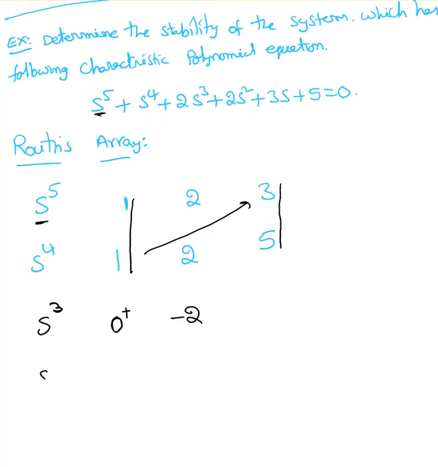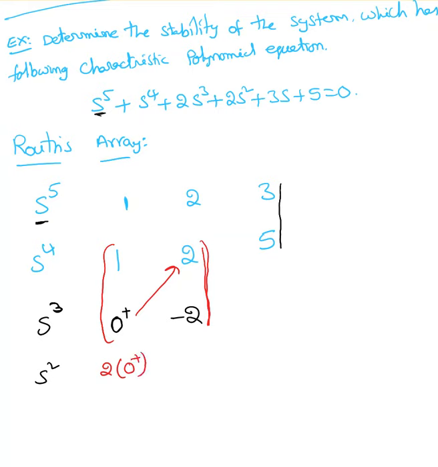Now the next term is s squared. Let me use a different color. We're going to use these two and these two. These 4 elements, we're going to take them in matrix format basically. Now multiply these two together. Remember, that's a very small positive number. 2 times 0 plus, minus of minus 2 times 1, over 0 plus.